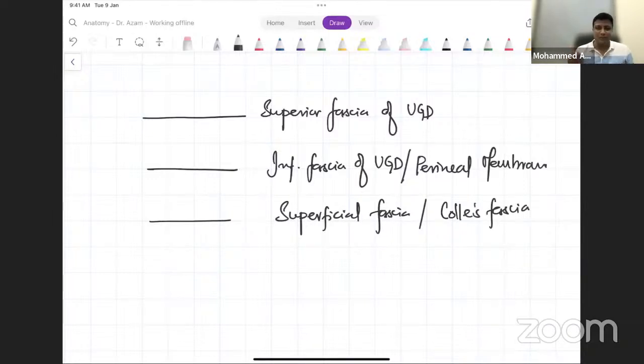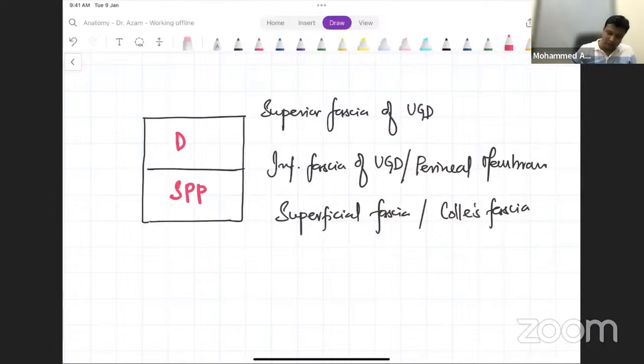And that's what I'm trying to tell you, how to make this concept easier. How many fascia do we have? Three fascia. And if there are three fascia, in between them, how many pouches do we have? How many perineal pouches are there? Two. And the names of these perineal pouches: this will be the superficial perineal pouch, and this will be the deep perineal pouch. Makes sense. So if you remember this simple line diagram, it will make your life easy. Three fascia and two pouches.